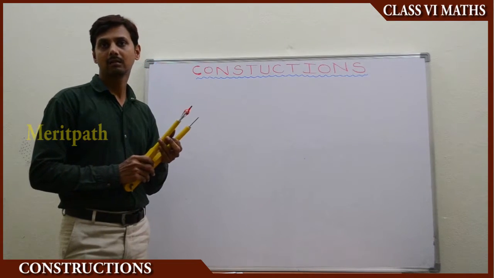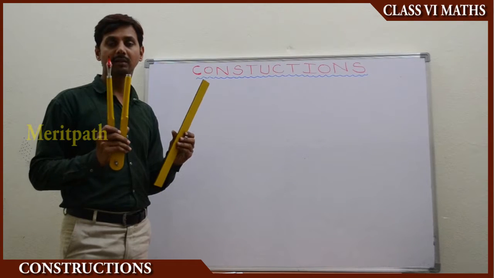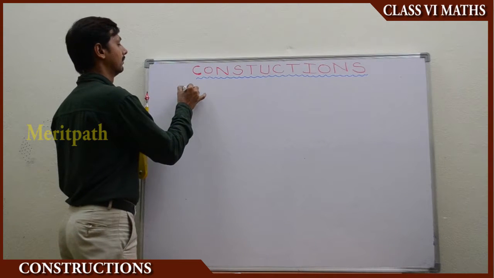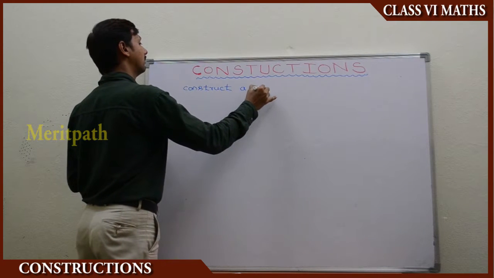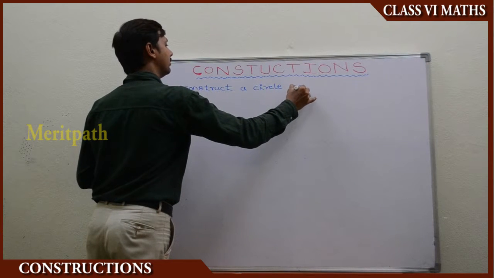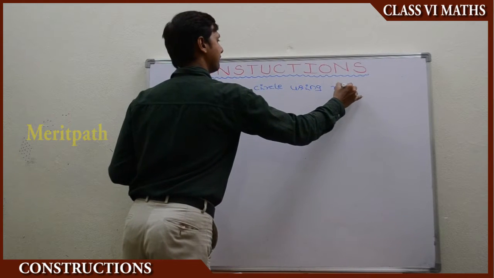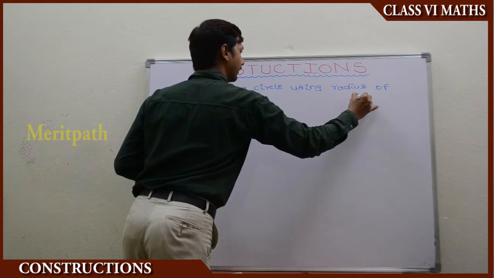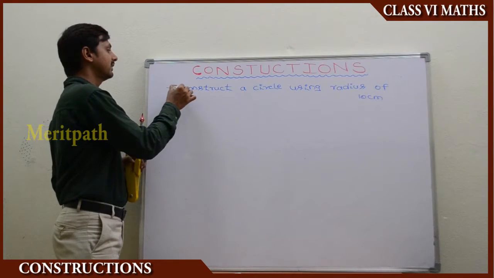Let's take a compass and scale. Using these two, we'll draw a circle. Let's take an example: construct a circle using the radius of 10 centimeters. We need to construct a circle using the radius of 10 centimeters.